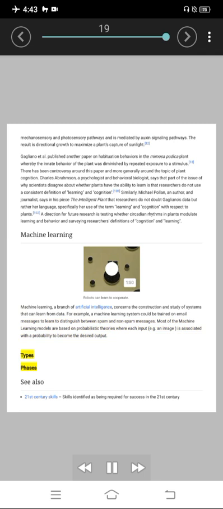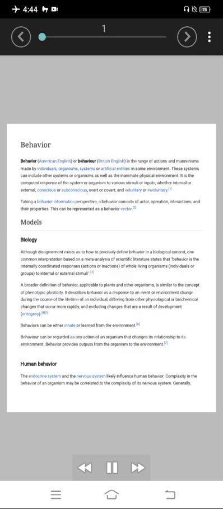Behavior. Behavior, American English, or behaviour, British English, is the range of actions and mannerisms made by individuals, organisms, systems or artificial entities in some environment. These systems can include other systems or organisms as well as the inanimate physical environment.